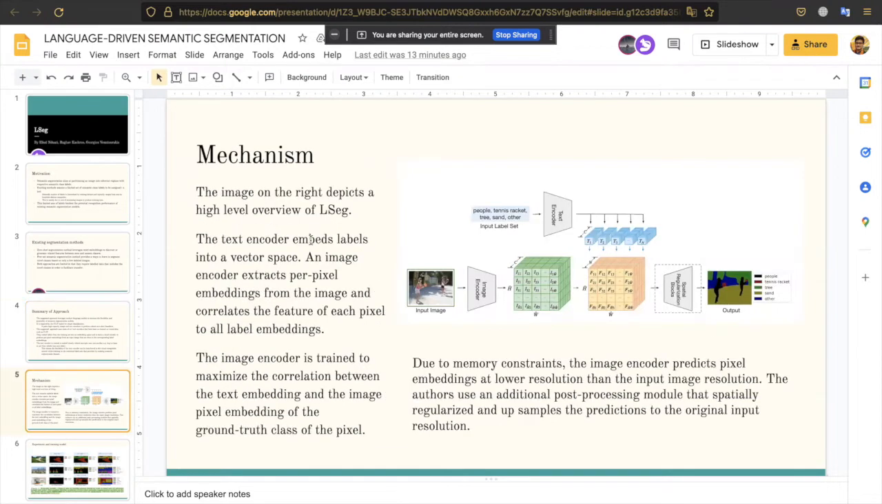So the mechanism. This is the image which probably most of you are going to be familiar with. This is the input image and the image encoder, which in this case is a dense prediction transformer, and the text encoder, which uses these input label sets. The text encoder, of course, is the CLIP text encoder. And here you can see the yellow boxes is the correlated tensor. And this basically is the output, which is H by W by N blocks.